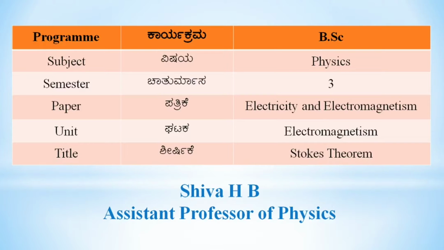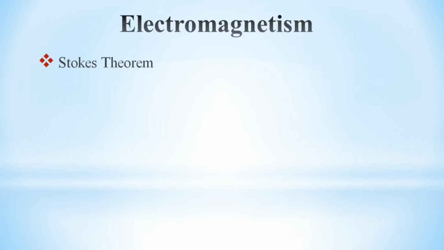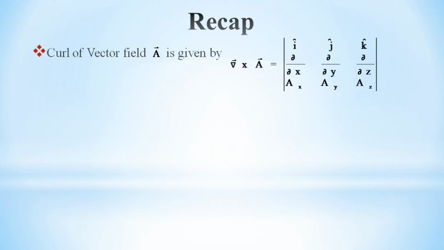In this lecture, we will learn about Stokes' theorem. Let us recap what we have learnt in the previous class. Curl of vector field, del cross A, is equal to the determinant of i, j, k; dou by dou x, dou by dou y, dou by dou z; Ax, Ay, Az.